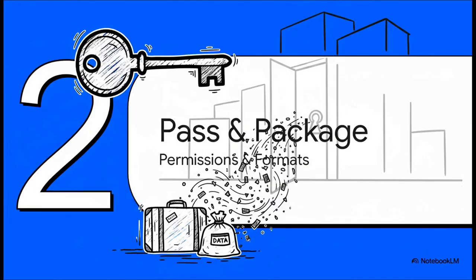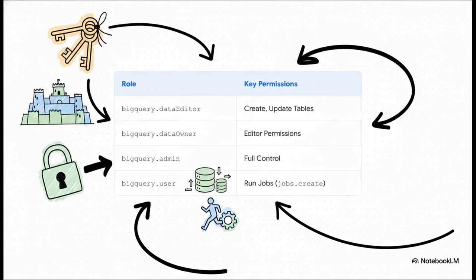Okay, with that in mind, let's talk about what you need before you can load anything at all. It really just comes down to 2 simple things. You need the right key to open the door, and you need the right kind of luggage to pack your data in. This table just illustrates the keys to the kingdom perfectly.